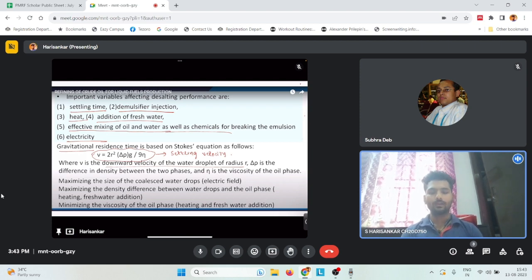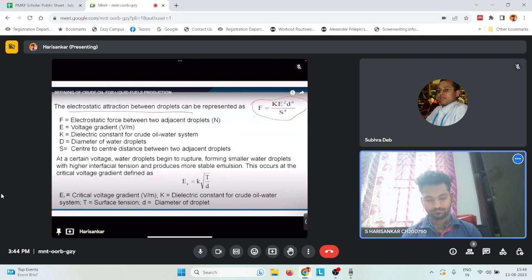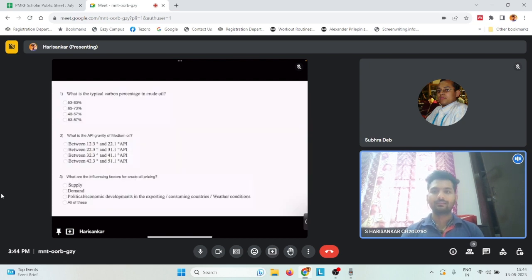Delta rho is the difference in density between the oil and water. G is the gravity, and eta is the viscosity. So just make use of this formula. If we want to find how much time, or what is the velocity of this settling of water droplet in the desalting process, we can use this equation in case of the gravitational desalting process.